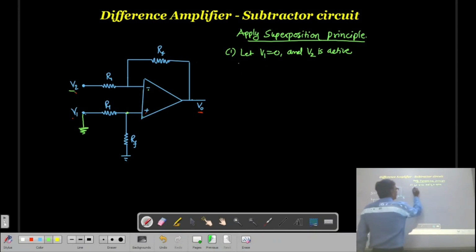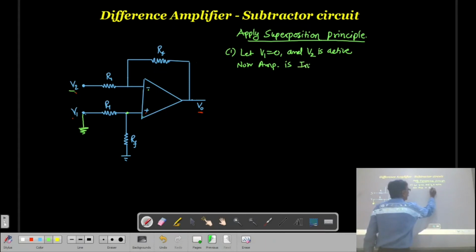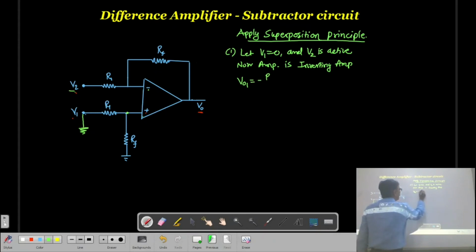So now the amplifier is an inverting amplifier. Correct? So for an inverting amplifier, I can write that the output voltage is given as minus RF by R into V2. Correct? Because my input voltage is V2. So minus RF by R into V2.